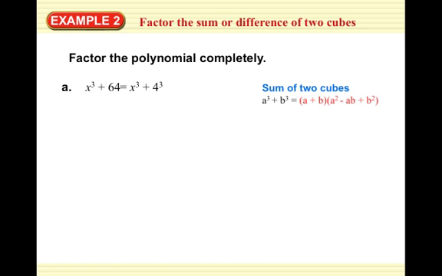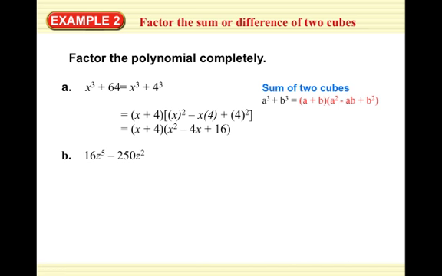So we've got x cubed plus 4 cubed. That's going to factor out to be x plus 4 times x squared. Now do the opposite sign, so minus x times 4 plus 4 squared. So that's going to give us x plus 4 times x squared minus 4x plus 16. And we don't have to consider factoring anymore because this little trinomial is always going to be prime.